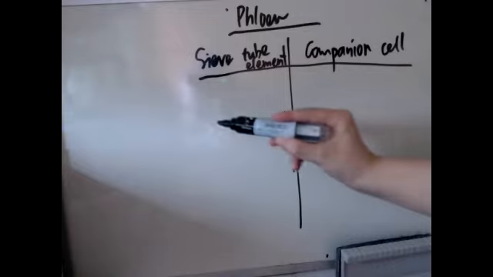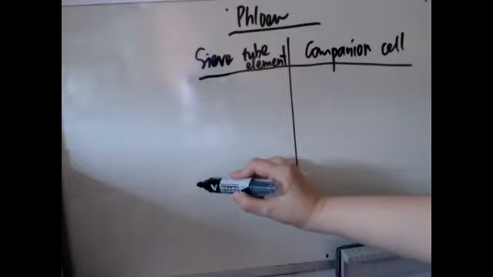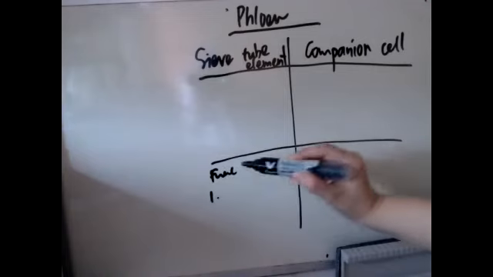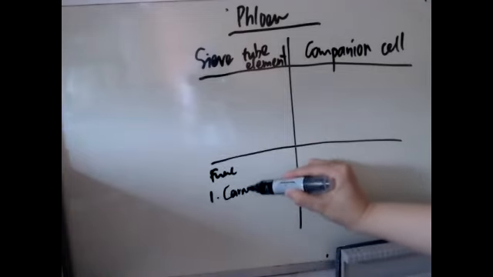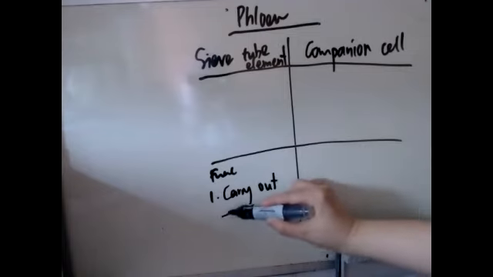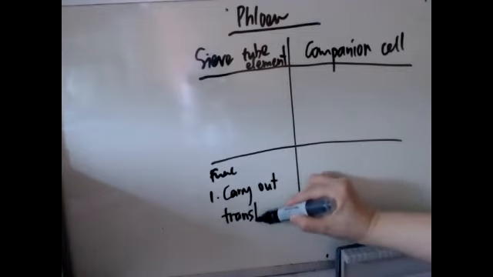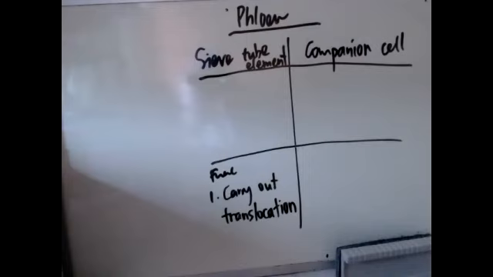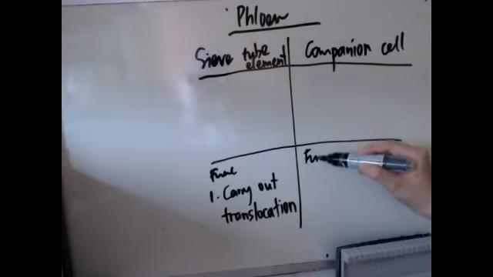So the sieve tube element's function, I put the function at the bottom. Function is to carry out translocation. So if you haven't learned about what is translocation, translocation is the transport of food in the form of amino acids and sucrose. Okay, that is translocation.